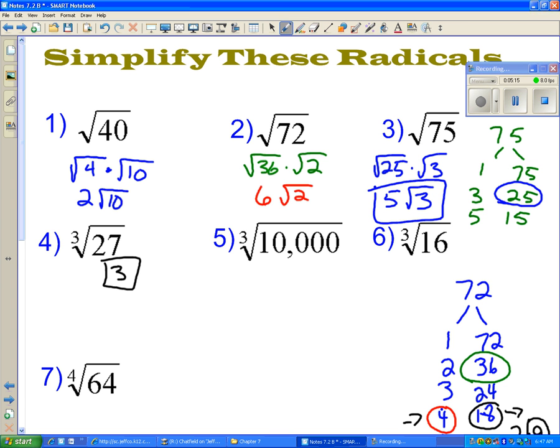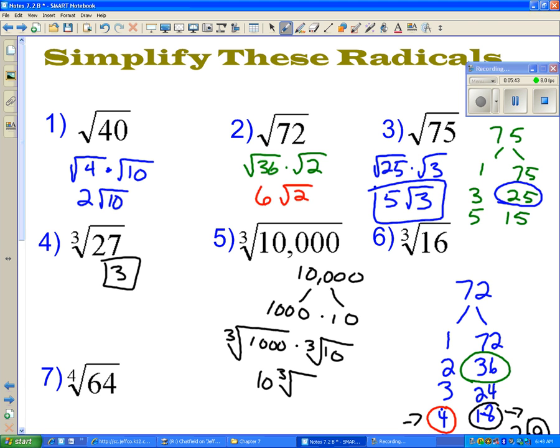The cube root of 10,000. Well, what perfect cube goes into 10,000? Well, I'm going to break up 10,000 into 1,000 times 10, because the cube root of 1,000 times the cube root of 10, well, the cube root of 1,000 is 10. So my answer is 10 cube root of 10. Oh, that's an ugly 10. Let's rewrite that. So that's 10 cube root of 10. Again, an ugly 10. I'm good with ugly 10s today.